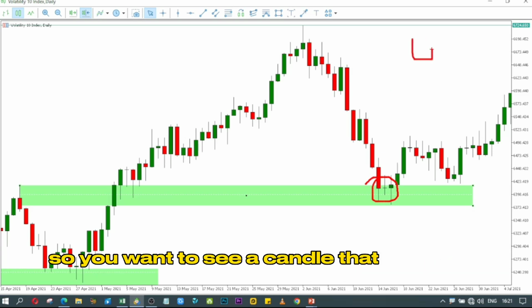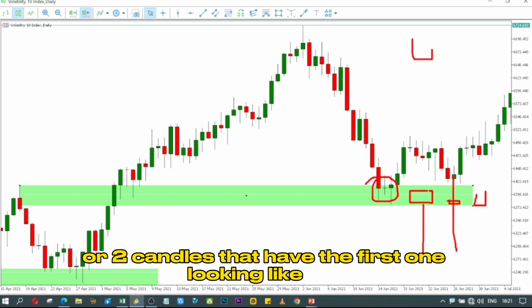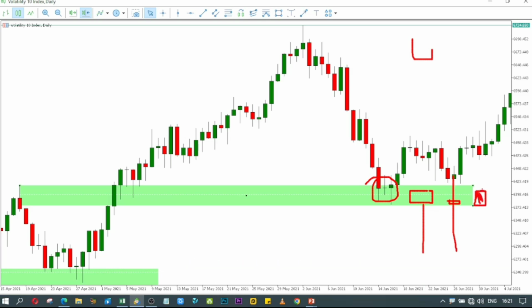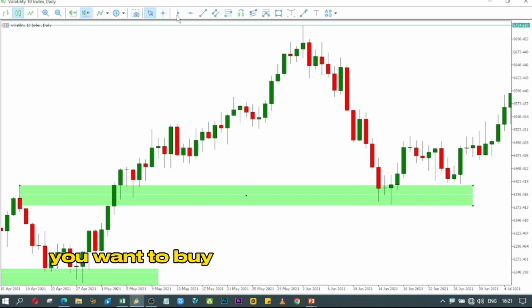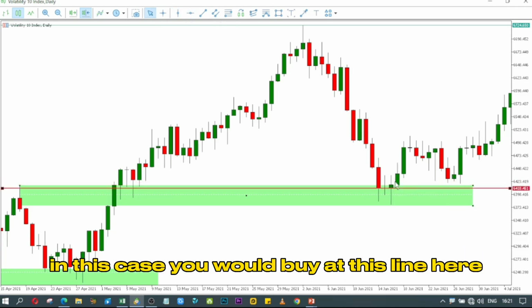So you want to see a candle that looks like this, or a candle that has a small body and a very long wick, or two candles where the first one looks like this, being a red candle, and then the next one looks like this, being a green candle. That's your condition. That's what you want to see. That's your entry trigger. Once you see that, you want to buy. At the close of that candle, you buy. So in this case, you would buy at this line here.